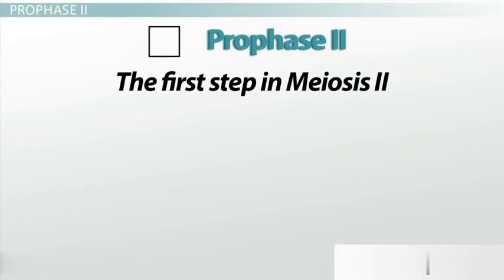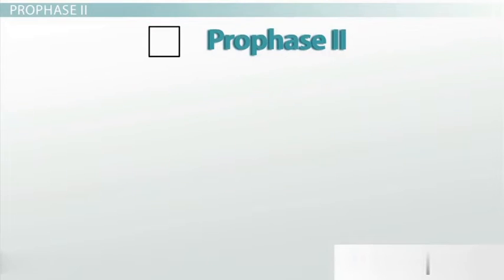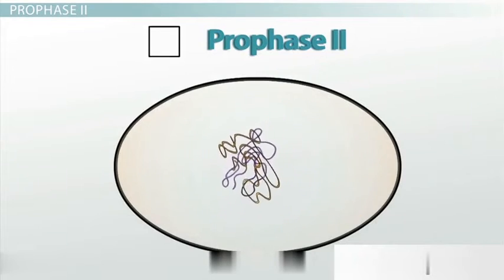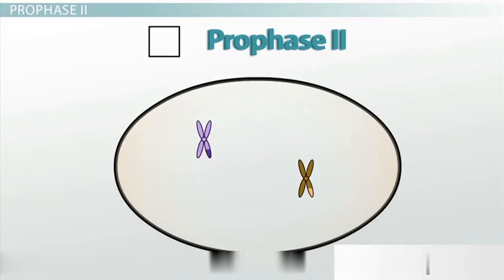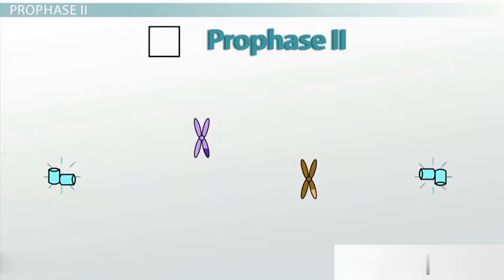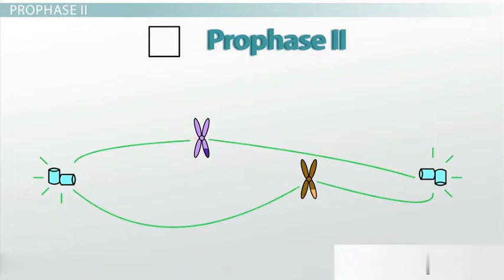Prophase 2 is the first step in meiosis 2. Like mitosis and meiosis 1, the chromosomes condense throughout this step. The centrosomes move to opposite poles and begin to form spindle fibers. Kinetochore proteins assemble on the outer chromatids of each chromosome, just as they do in mitosis. Meiotic spindle attaches to the kinetochores.